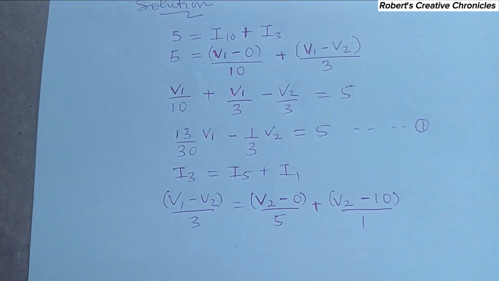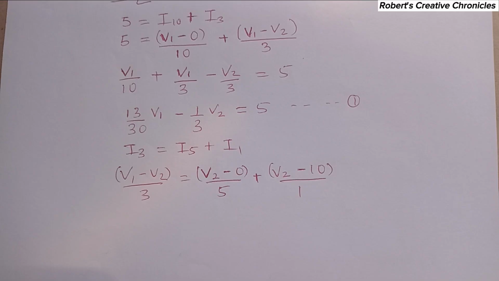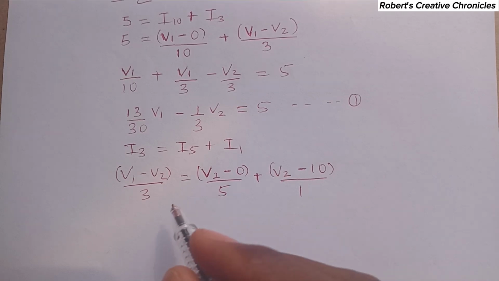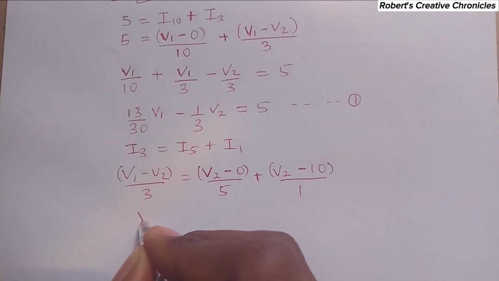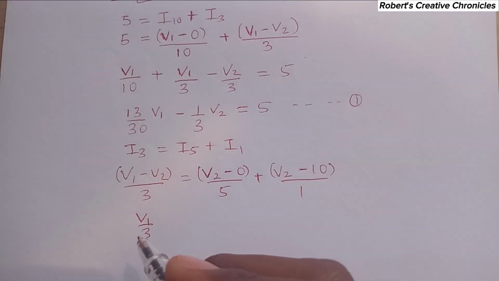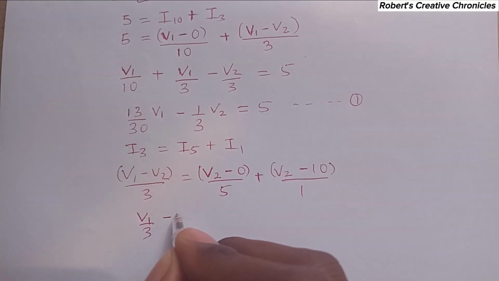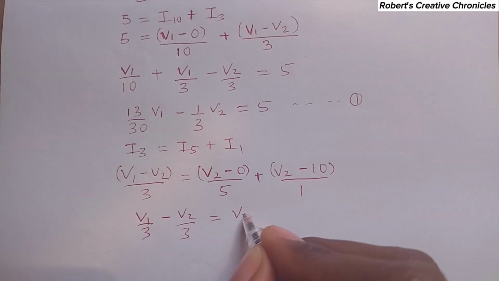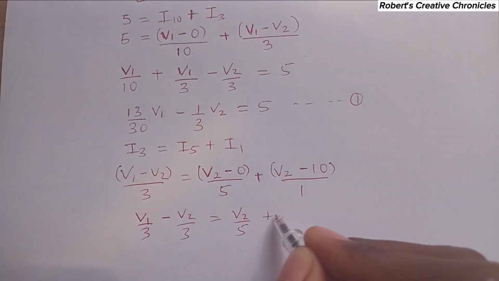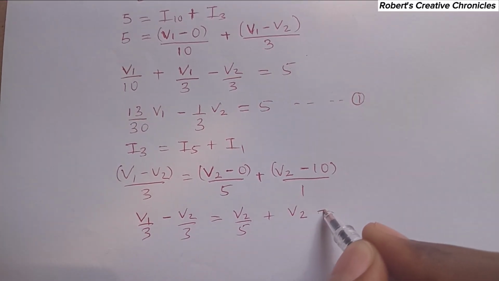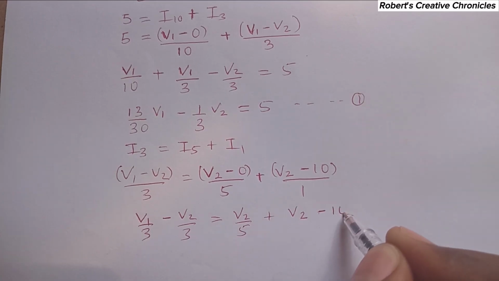So this is it. So we'll simplify this equation now. So now this becomes V1 over 3 minus V2 over 3 equals V2 over 5 plus V2 over 1, which is equal to V2 minus 10.